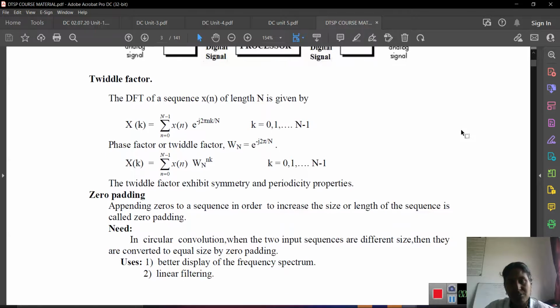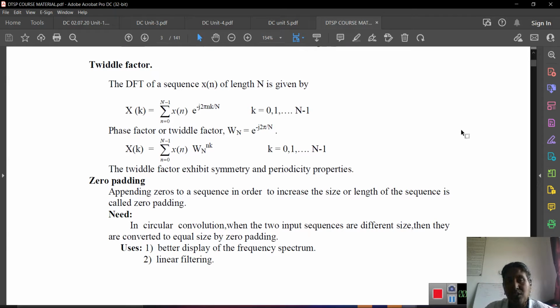Here the twiddle factor function is available. The DFT of the sequence x of n of length N is given by X of k equal to summation n equal to 0 to N minus 1 of x of n e power minus j 2 pi n k divided by N, where k equals 0 to N minus 1. Then the phase factor or twiddle factor W N equals e power minus j 2 pi by N, so X of k equals summation n equal to 0 to N minus 1 of x of n W N power n k.